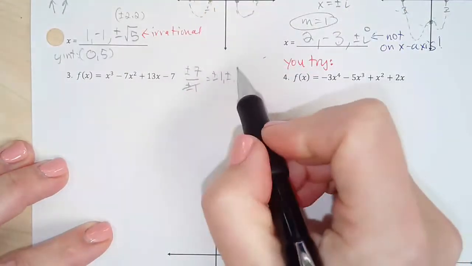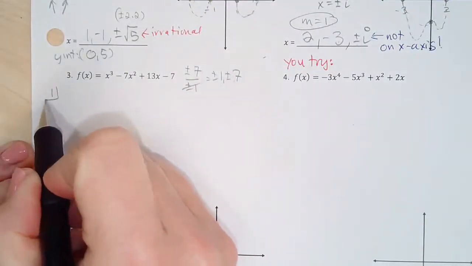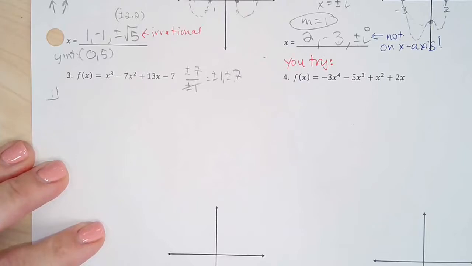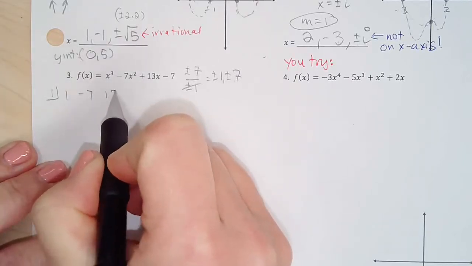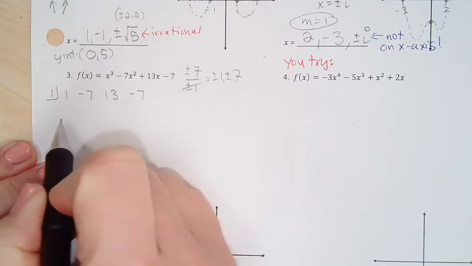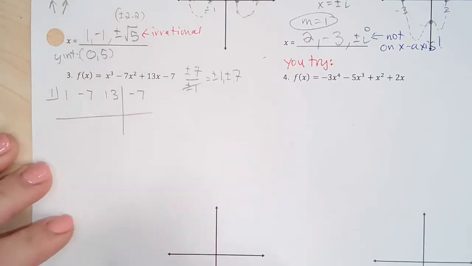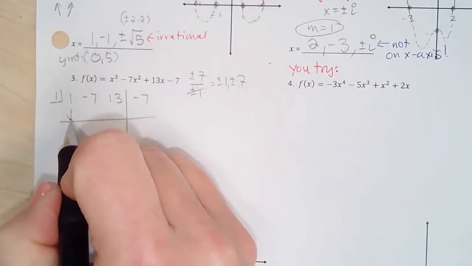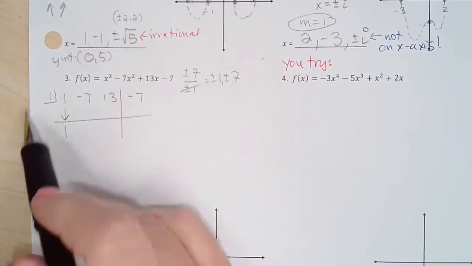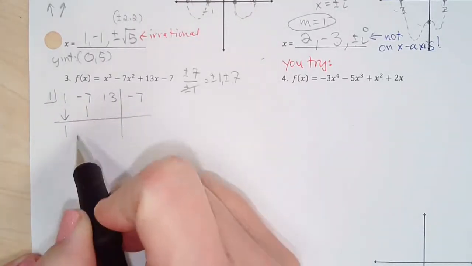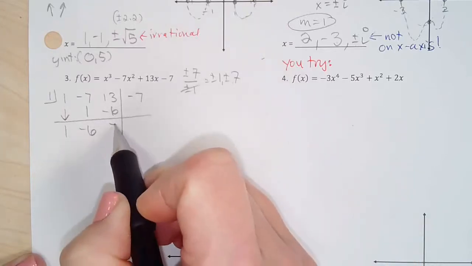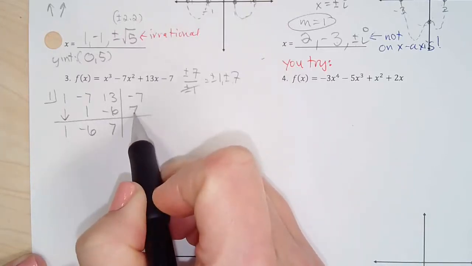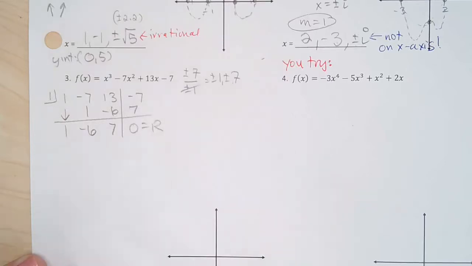We're going to start with positive 1. There really is not always a good way to figure out what number to start with. Again, it's called guess and check, which means trial and error. We drop the 1, 1 multiplies to 1, we add, multiply, we add, and multiply, and lucky us, we got a 0 remainder.